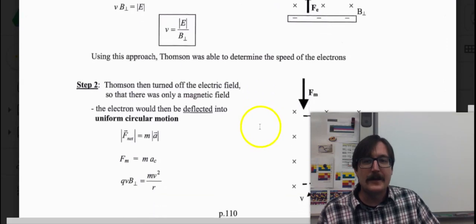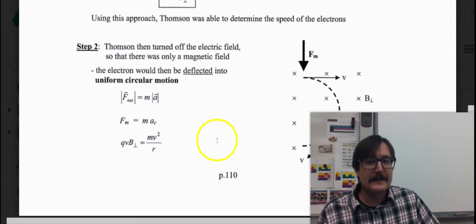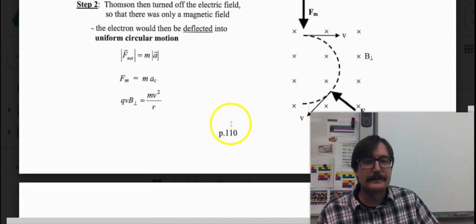Okay? Thomson then turned off the electric field, so there was only a magnetic field. The electron would be deflected into uniform circular motion. And so we could equate the magnetic force with the centripetal force.